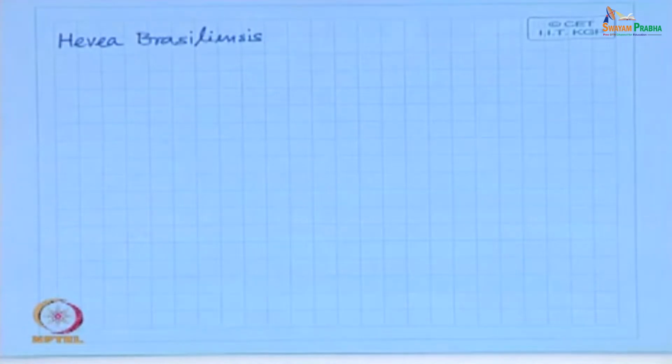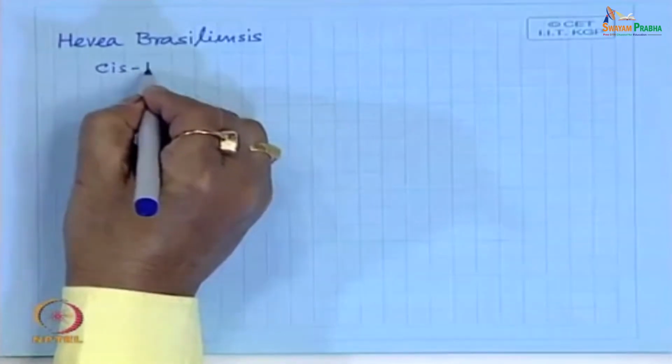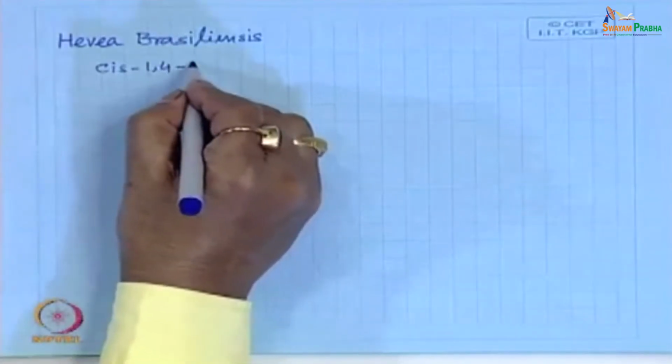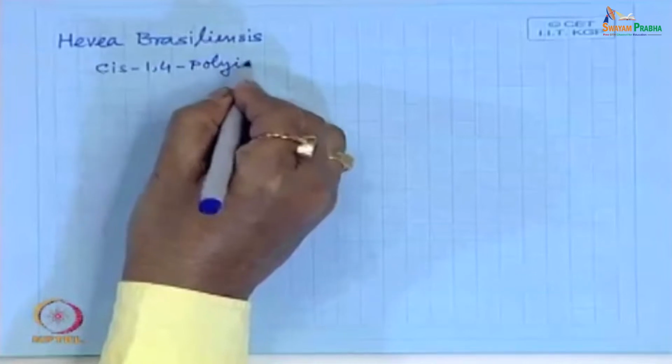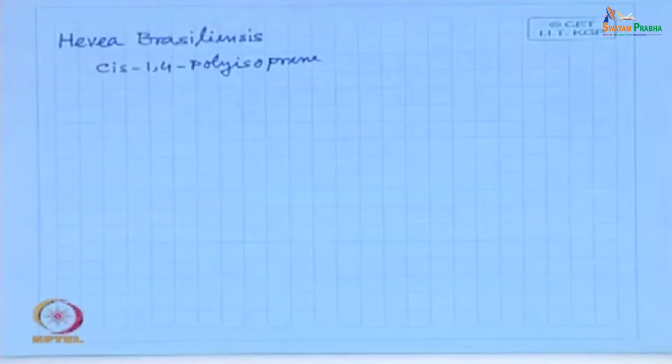This is a tree, a big tree. If you make an incision on the bark, it oozes out a liquid known as latex, where the polymer constituent of this latex is cis 1,4 polyisoprene. This is an excellent polymer. It is a unique gift of nature.